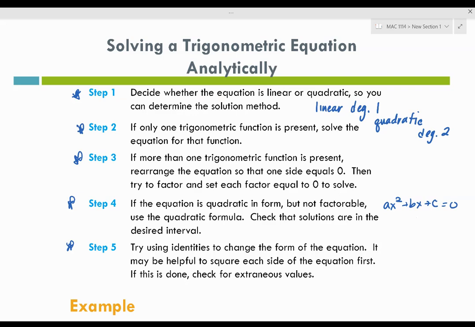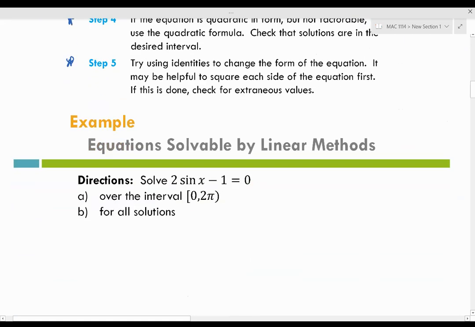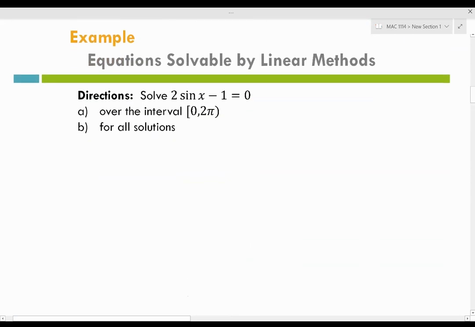All right, so let's look at the first example that we've been given. The first example says, directions: solve 2 sine x minus 1 equals 0. They want us to solve it for part A over the interval from 0 to 2 pi, and then for part B for all the solutions. The first thing I'm going to do is write our problem out.